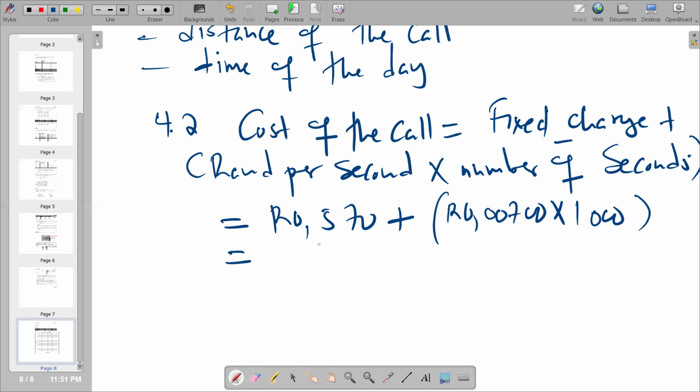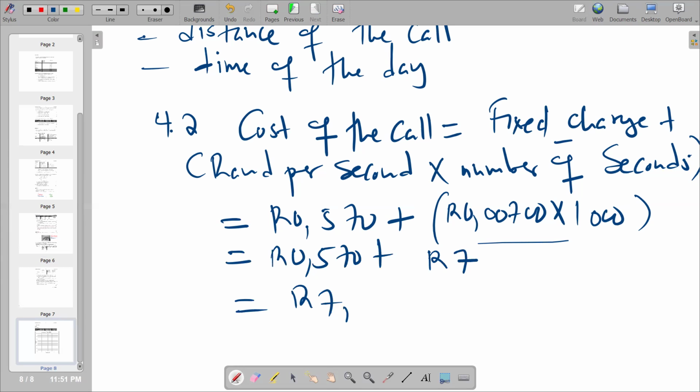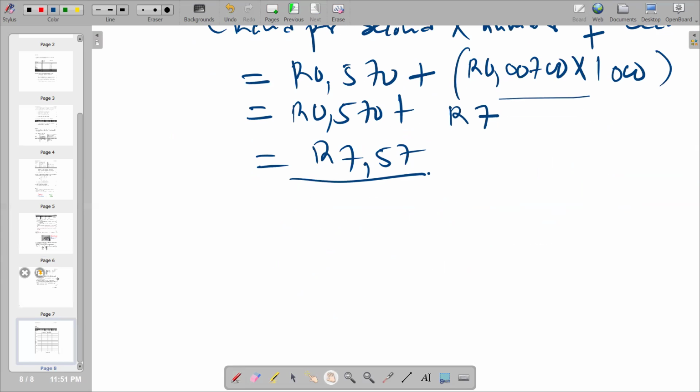So if we simplify it further, you're going to see that you're going to get 0.570, and then you add, if you multiply 0.00700 times 1,000, you're going to get your answer is 7 rand. So we add there, we get now a total of 7 rand 57 cents. So that becomes the cost of the call. So this is what we have on that one. We'll move on to the next part.